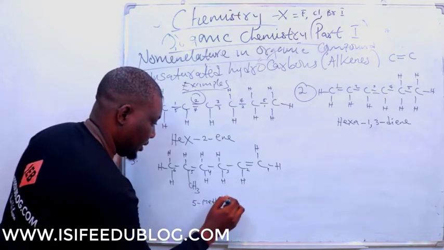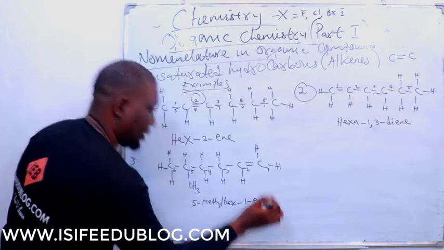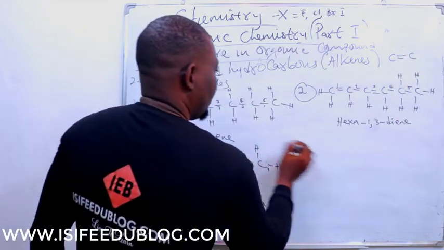The long chain is 6, so hex, and where is the double bond? That is the name. Let's look at example 4.